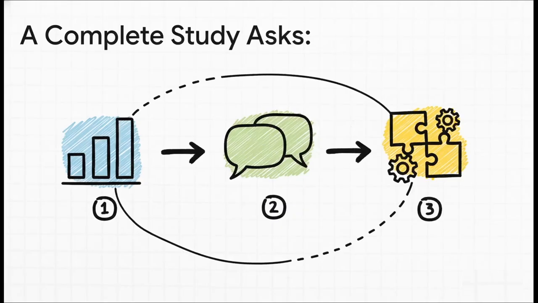So what are the three? Well, first you need your standard quantitative question or hypothesis. Second, you need your clear qualitative question. And third, and this right here is the secret sauce, you need an integration question. This is the one that forces you to explain how your two totally different sets of data are actually going to talk to each other.